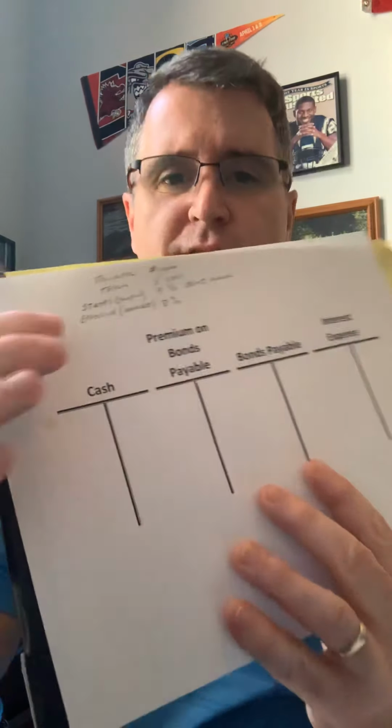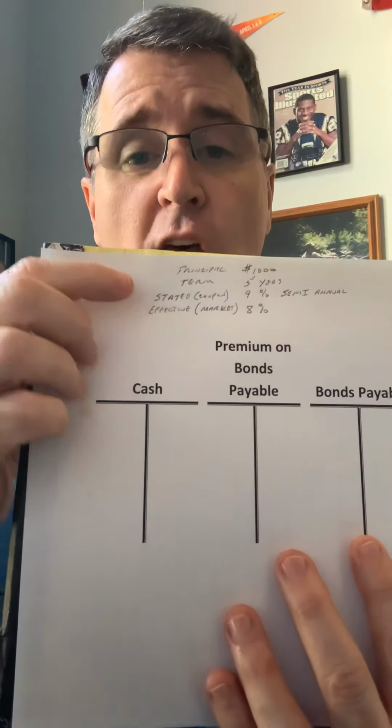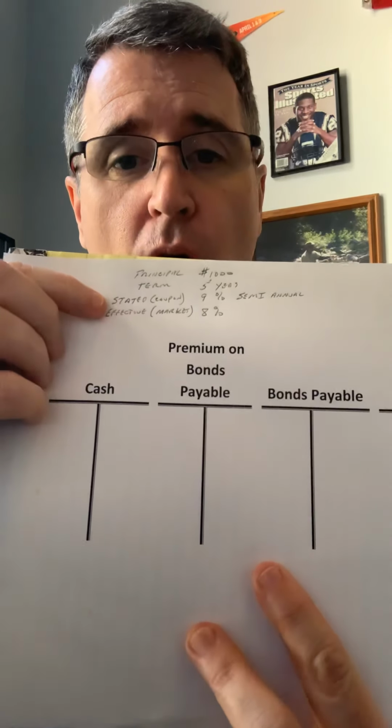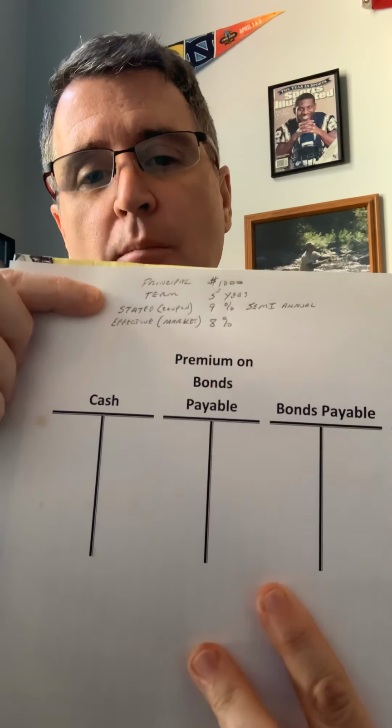So once again, here's our new example, right? Our effective rate is now less. So what do I know about this? Well, I know now that this bond is going to issue at a premium. Well, how do I know that?